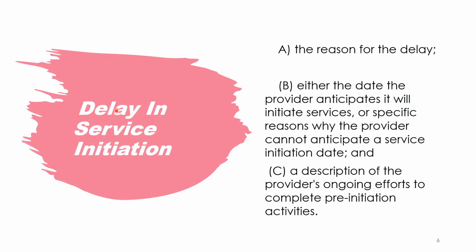Those delays that you need to document tells you that communication needs to have the reason why there's a delay, either the date the provider anticipated it will initiate services, and a description of your ongoing efforts. Okay, so please make sure you're documenting in that 2067 communication. Make sure you have covered all these valid points.